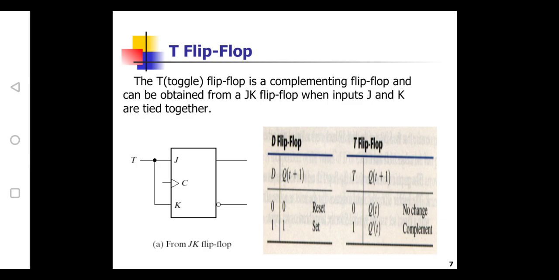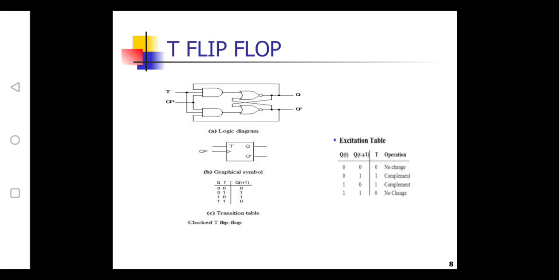When J and K are 1, itself represents T equal to 1. When J and K are 1, 1, we get a toggle state, which is nothing but the complement of the previous state. So when T equal to 1, we get the complement of the previous value. Now the transition table. When T and Q both are zeros, output is 0. For 0, 1 it is 1; for 1, 0 it is 1; for 1, 1 it is 0.